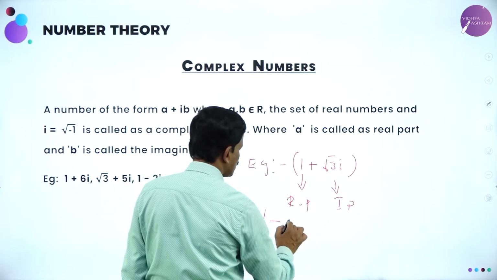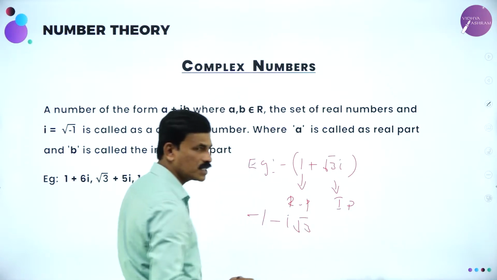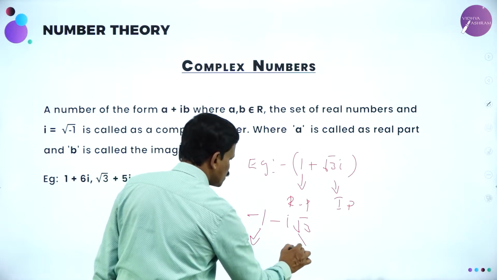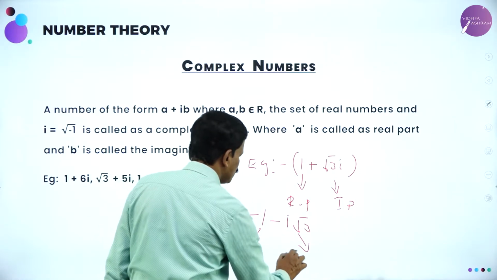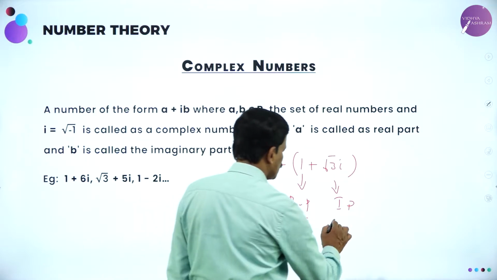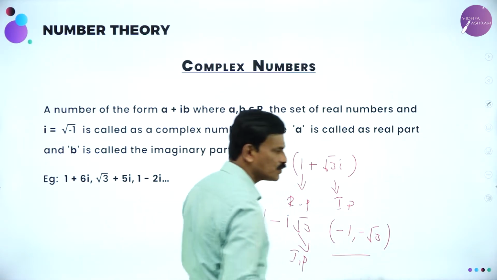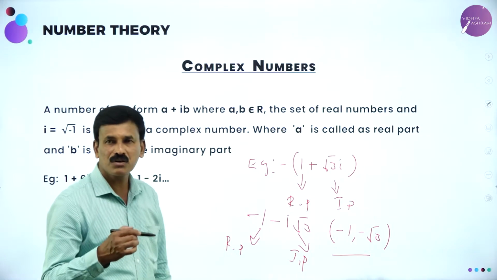Suppose I write minus 1 minus i root 3 as a complex number. Here minus 1 is the real part and minus root 3 is the imaginary part. So the real part is minus 1 and the imaginary part is minus root 3. This is regarding the complex number.